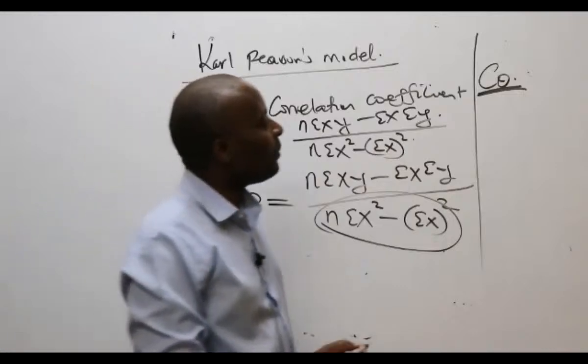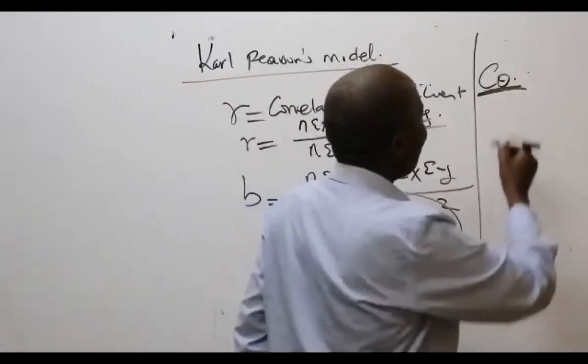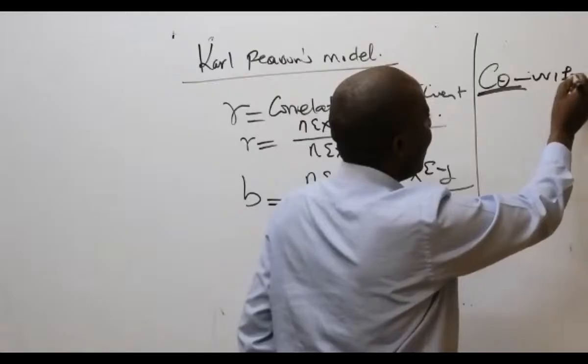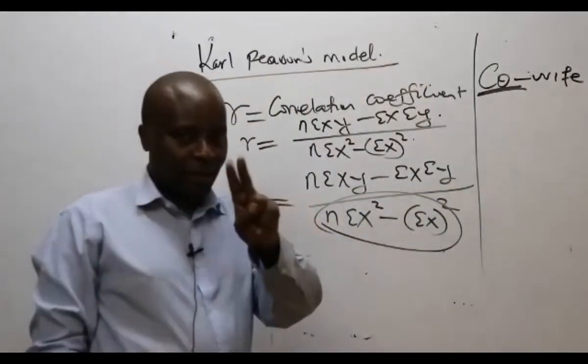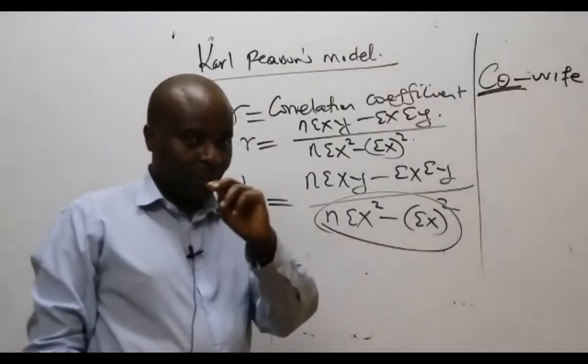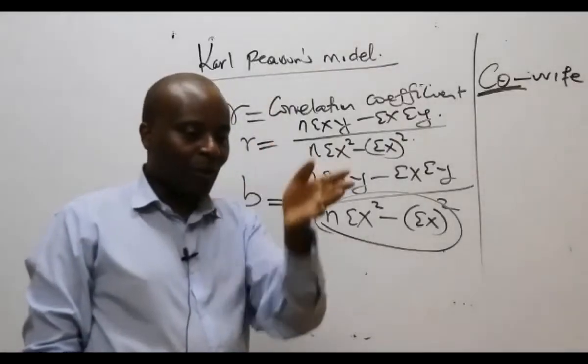If you go and hear someone say, for example, co-wife. Aya. What does it mean? Two or even more. Bad husbands, two or even more, like that.